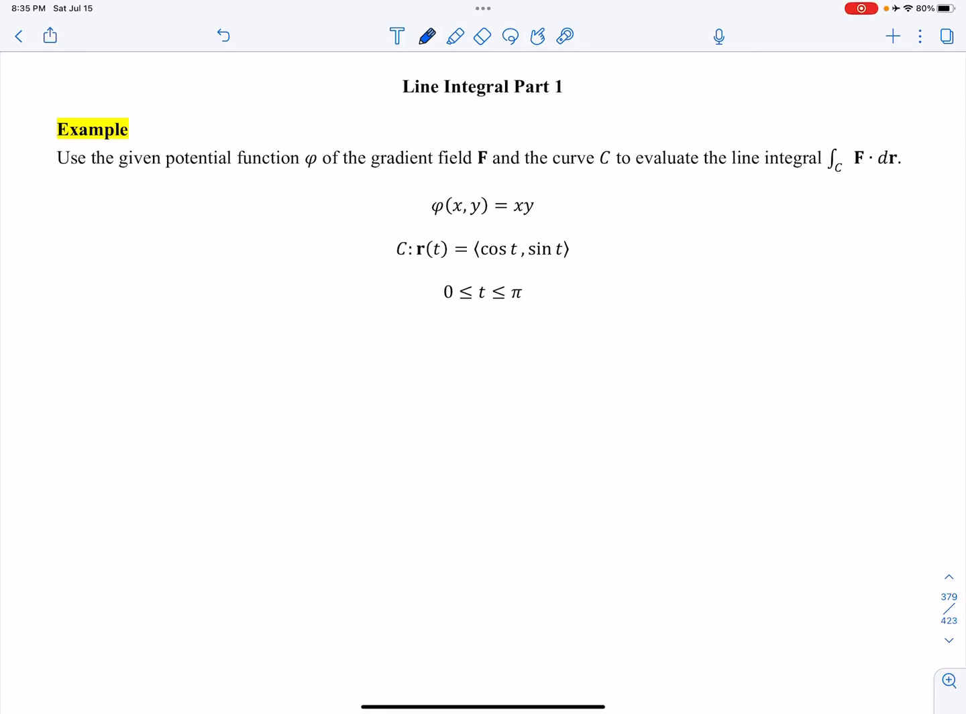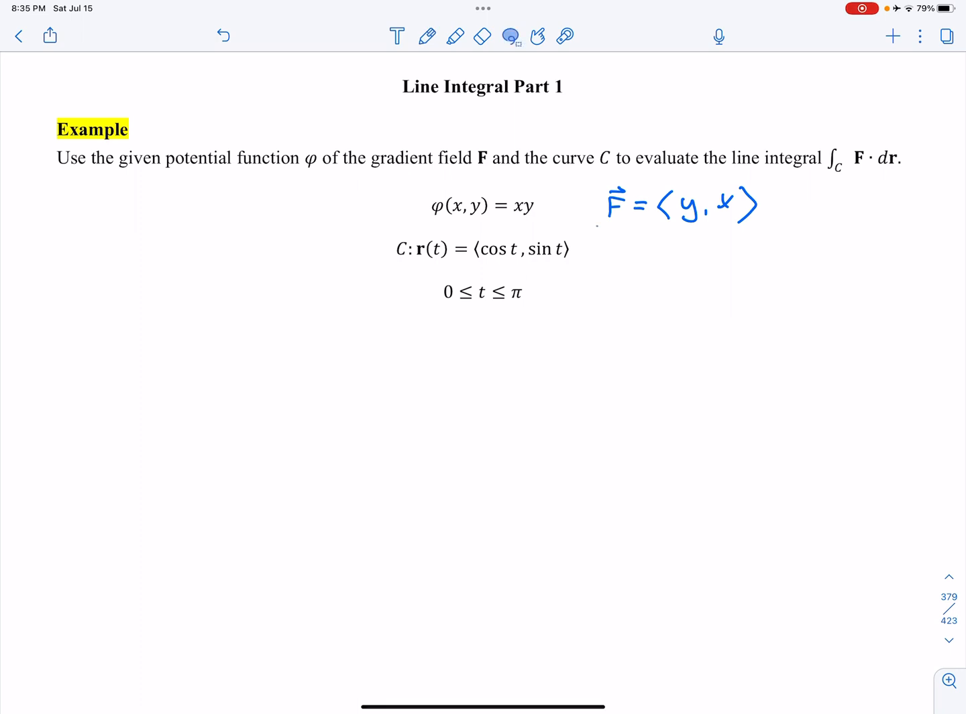This video will continue our discussion of line integrals in conservative vector fields. So using the given potential function, they actually gave it to us, of the gradient field f and the curve c to evaluate the line integral. Okay, so let's go ahead and find f. F is our gradient of phi. So that's going to be y comma x.